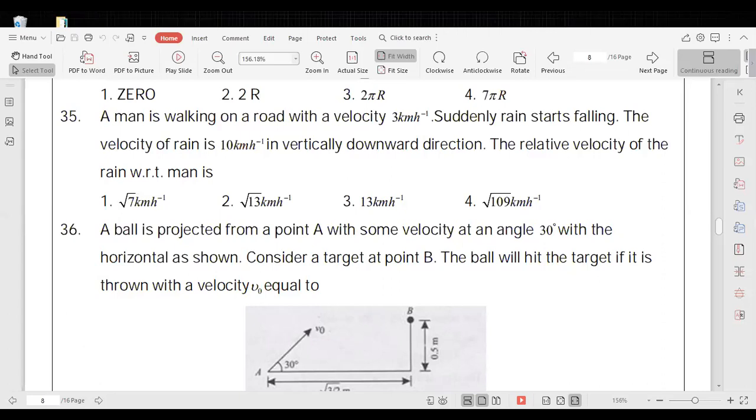The angle between Vr bar and Vm bar is known. Vr bar is in this direction, Vm bar in this direction, so the angle between them is 90 degrees. That's why the answer is the square root of Vr squared plus Vm squared.